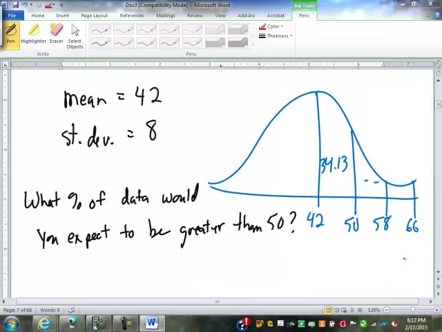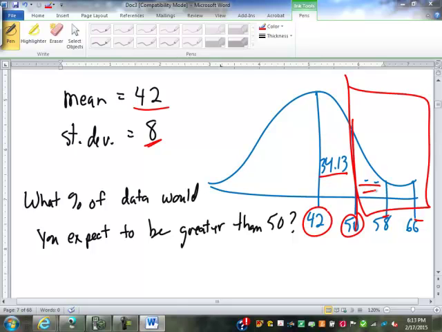So if we draw a curve, 42 is the mean, that's right in the middle, going up by 8, the next one is 50. So we really can stop there if we want to. We don't have to label the rest of them because 50 is the point of interest. Our percents are 34.13%, 13.59, 2.15, and then 0.13. This is all we really need. What percent is going to be larger than the 50? If we add these three up, it comes to 15.87%. So only 15.87% of numbers in that data set should be larger than 50.